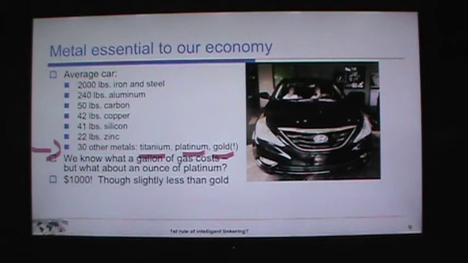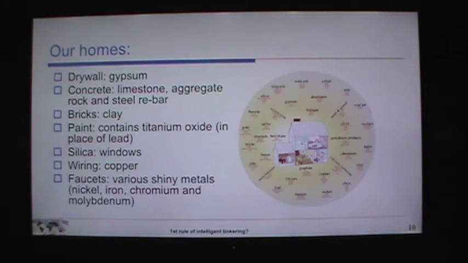I mean, if they're just being dug out of the ground, you'd think, well, obviously it's a rarity thing. Even in our homes, our businesses, or our schools, we have gypsum, which is a mineral. We have concrete, which is also a mineral, limestone rock, aggregate rock, and steel rebar, which is that refined metal. Bricks. We have paint, which contains titanium, again, titanium dioxide. We've gotten rid of the lead because lead was very toxic, but that allows the paint to maintain its color.